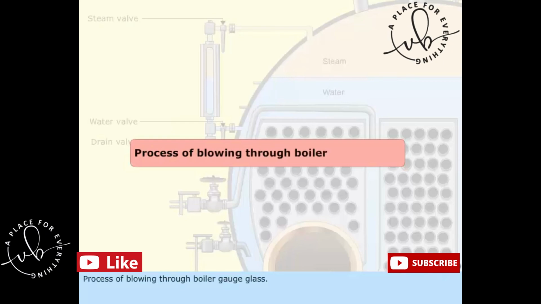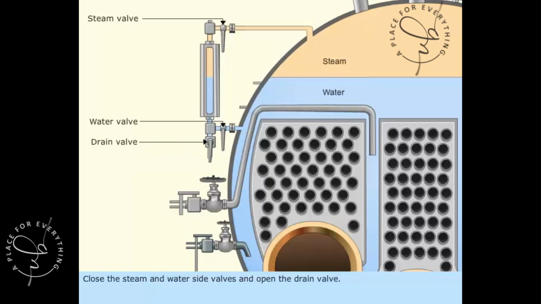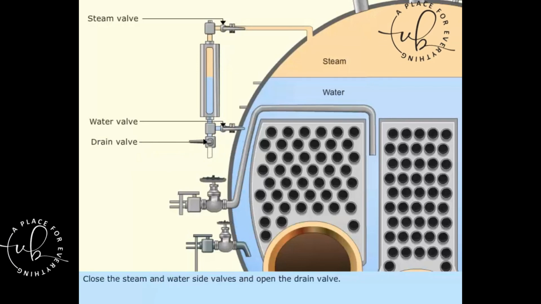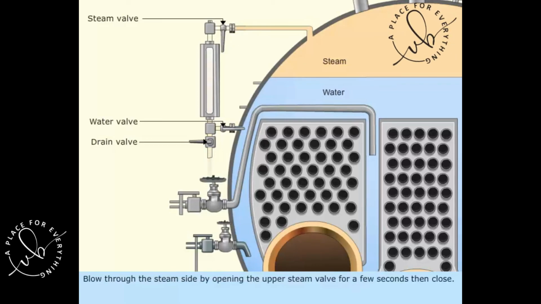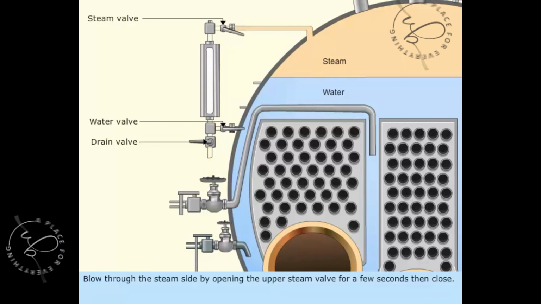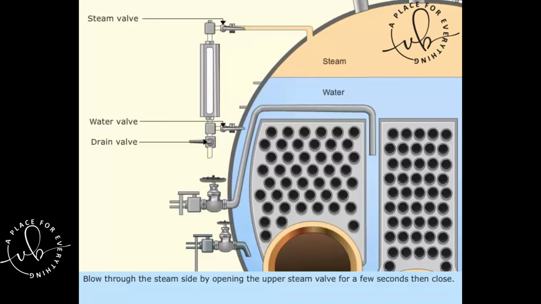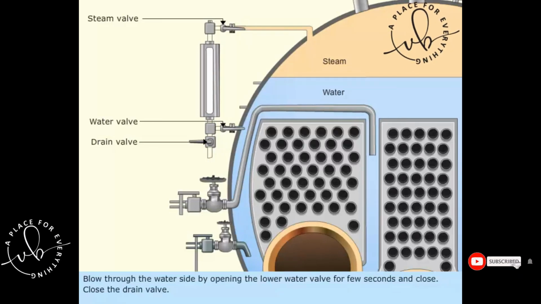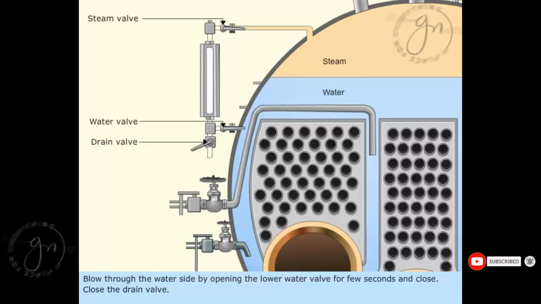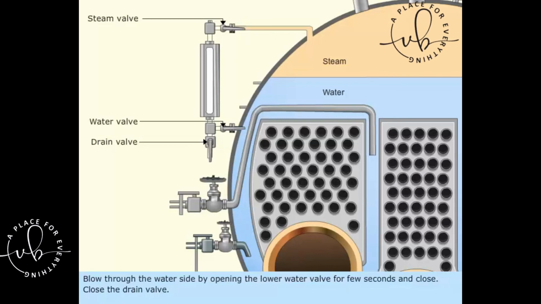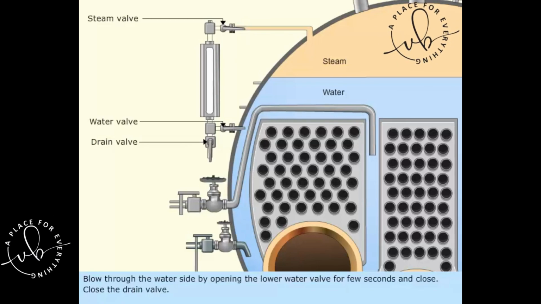Process of blowing through boiler gauge glass. Close the steam and water side valves and open the drain valve. Blow through the steam side by opening the upper steam valve for a few seconds, then close. Blow through the water side by opening the lower water valve for a few seconds and close. Close the drain valve. Open the water valve, followed by the steam valve.